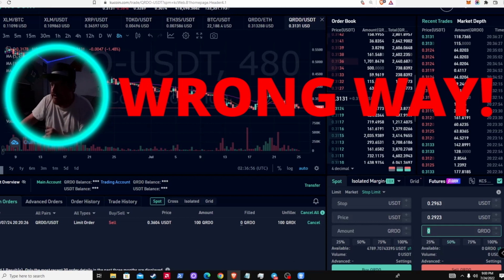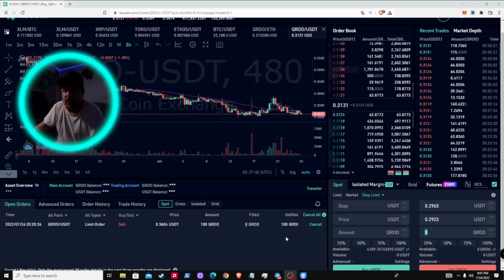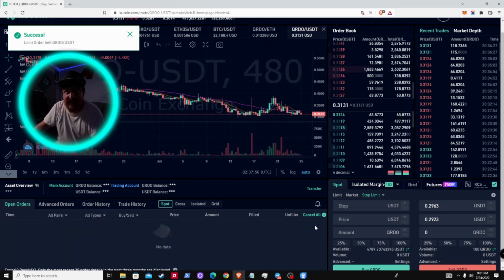Well, let's discuss. The first thing that we're going to do over here on the bottom left is click right here, off to the right of this limit sell order we previously created, and click cancel. It's going to make that same sound that it usually makes. Boom, it canceled the sell order.